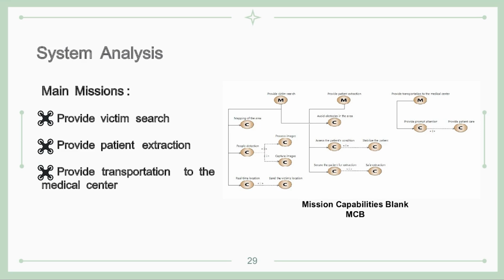Now we are going to start with the system analysis, but to start, it's important to clarify that the operation is divided into three main missions that we can see. The first is provide victim search. In this mission, the system locates the victim, and once the location is confirmed, the process moves to the next mission, that is provide patient extraction.